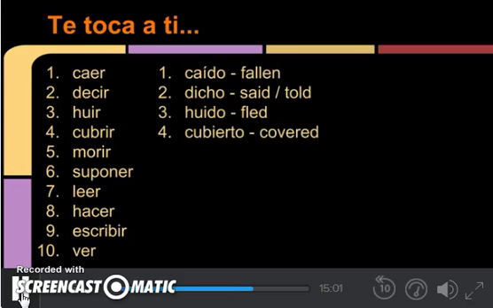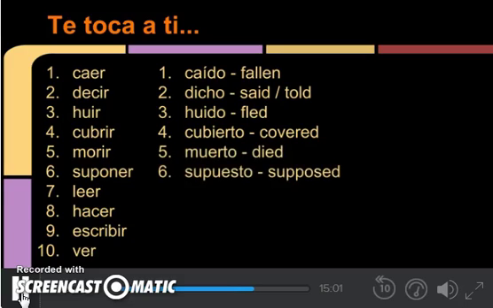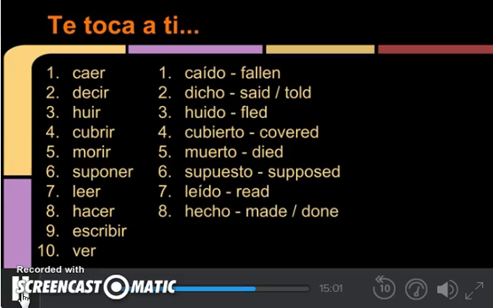Cubierto, covered. Morir becomes muerto, died. Suponer, supuesto, supposed. Leer, leído, read. Hacer, hecho, made. Escrito, remember for escribir is written, and ver is also irregular, visto. Okay, so there's an example of your irregular verbs. Just going to have to memorize those.